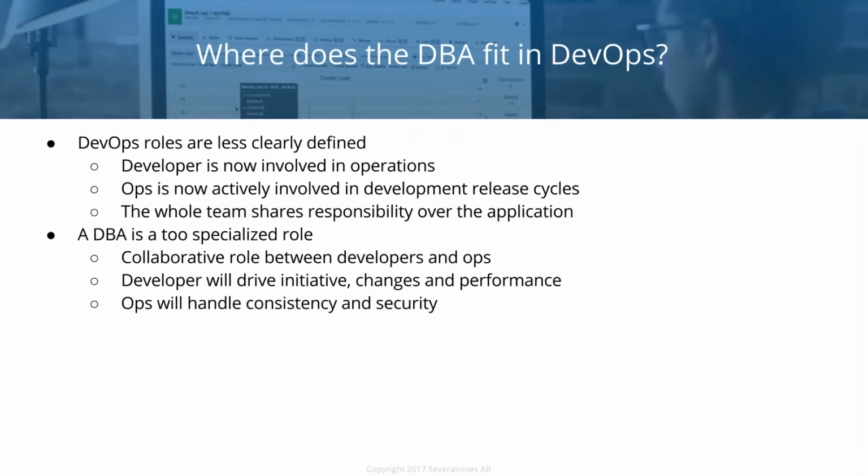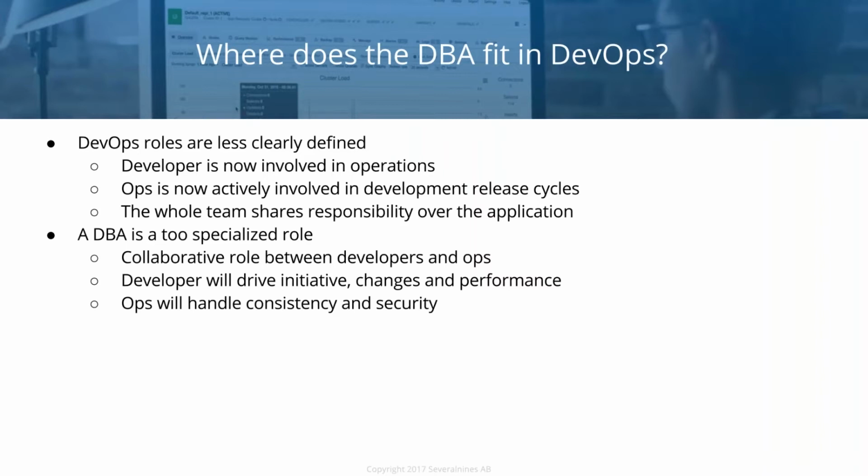Now, the big question is, where does the DBA fit in DevOps? And I can briefly say the DBA doesn't fit in DevOps. It sounds really harsh, but DevOps doesn't provide a role like a DBA. And that's because the DevOps roles are less clearly defined. DevOps is now involved in operations. They also are involved in the release cycle. And Ops is also actively involved in the development release cycles by providing a platform that allows frequent deployments, also maintains configurations, knows a bit about the application, how it functions, and the whole team shares the responsibility. And the DBA is basically not a role that fits into this picture.